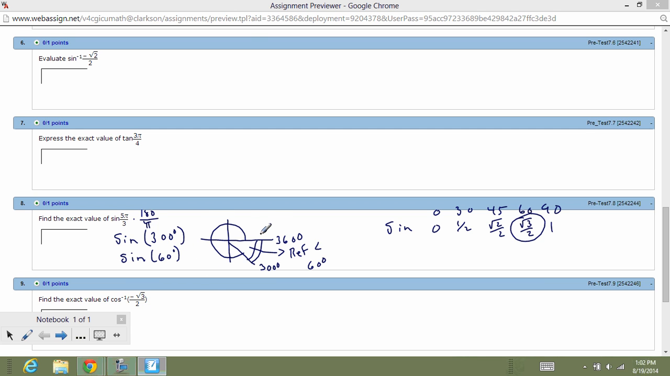Except since we're in the fourth quadrant, first quadrant, second quadrant, third quadrant, since we're in the fourth quadrant, our sine has to be negative. With the sine of 60 being square root of 3 over 2, we obtain a final answer of negative square root of 3 divided by 2. All right, so there's question number 8.